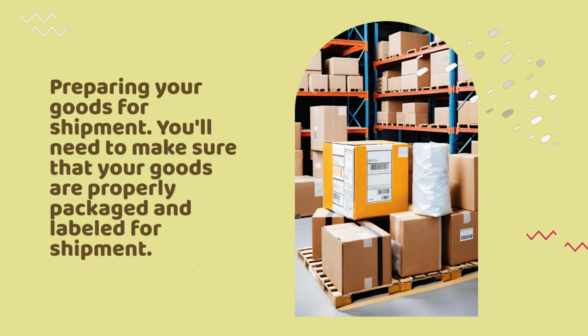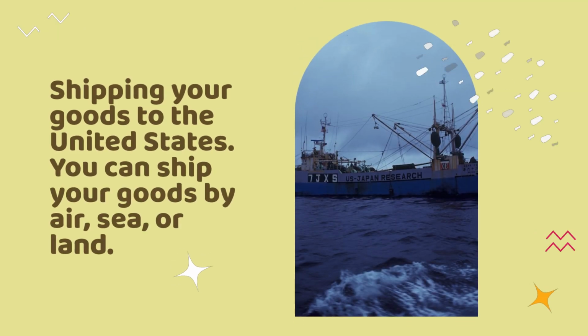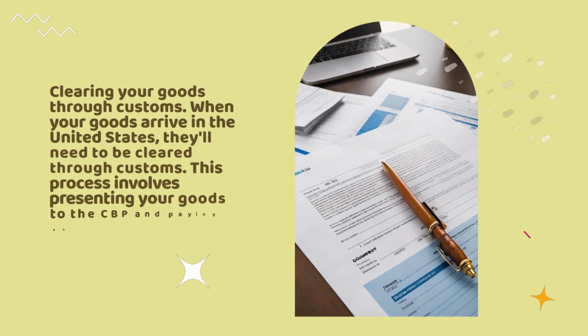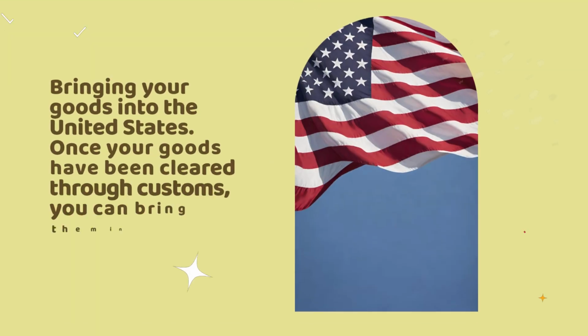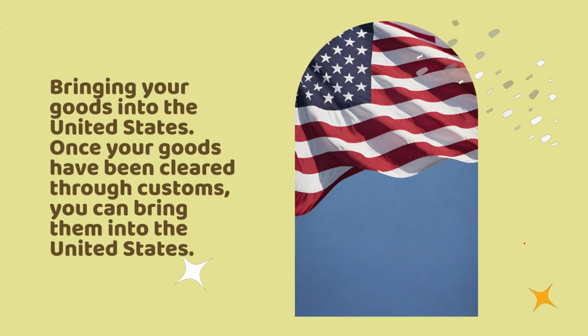You'll need to make sure that your goods are properly packaged and labeled for shipment. Shipping your goods to the United States. You can ship your goods by air, sea, or land. Clearing your goods through customs. When your goods arrive in the United States, they'll need to be cleared through customs. This process involves presenting your goods to the CBP and paying any applicable duties and taxes. Bringing your goods into the United States. Once your goods have been cleared through customs, you can bring them into the United States.